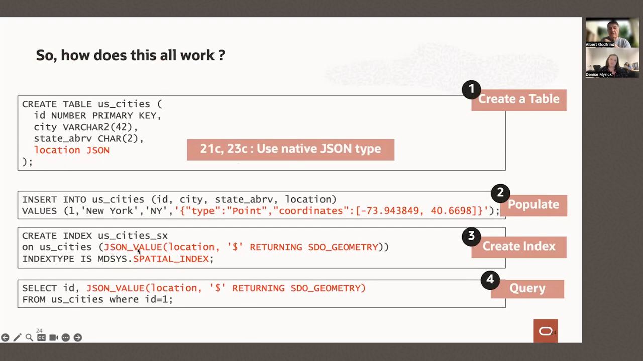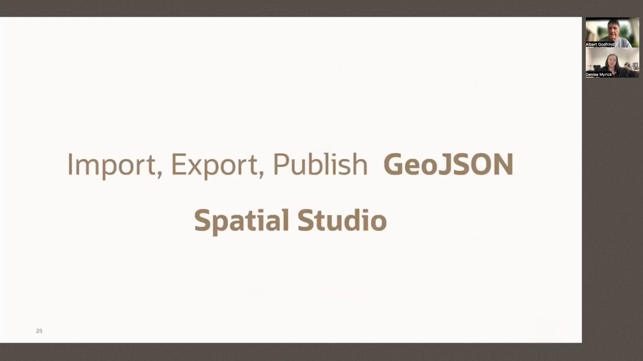And then I can create an index on JSON value location, dollar, returning SDO geometry. This says take location, where dollar means the whole document, which here is just this thing, convert that into SDO geometry and create a special index on it. And then I can start doing queries on it, with JSON value on location, and search and query and do pretty much everything I can do with SDO geometry. That's the basics in the database.